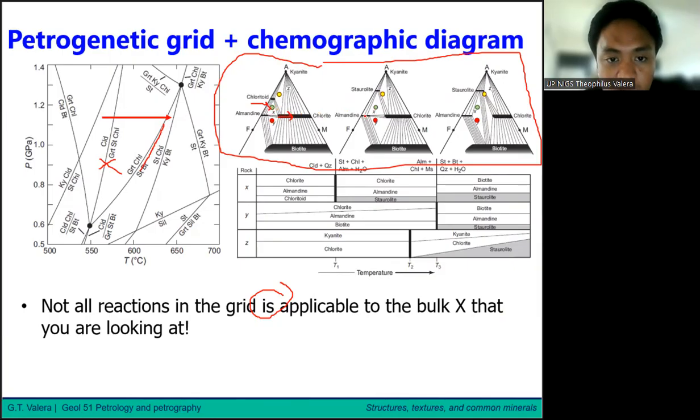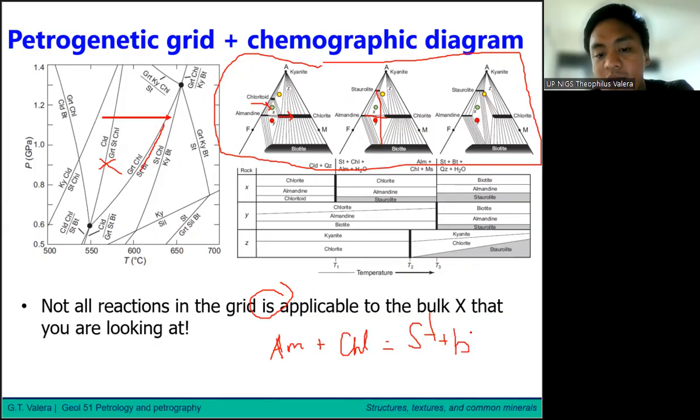Until eventually, yung kanina kong example, sobrang naging magnesium na yung chloride mo, and a new tie line is formed, connecting staurolite and biotite. Here you have almandine garnet plus chloride equals staurolite and biotite. This is a discontinuous reaction kasi the reaction will only proceed, or staurolite and biotite will only be formed, when one of these phases is completely lost, in this case, chloride.